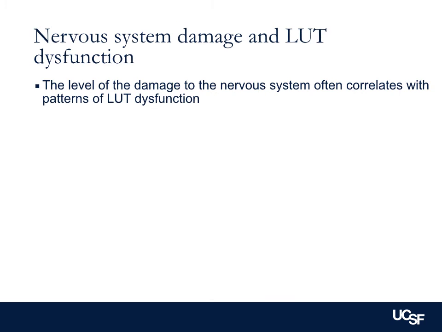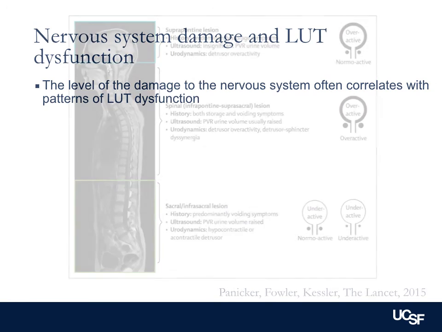Okay, so now that we've gone over some of the bigger concepts and gone into the storage and voiding neuroanatomy, it's now time to put it all together and try to make some sense of this. So we're going to talk about what happens when you have nervous system damage and resultant lower urinary tract dysfunction. The level of the damage to the nervous system often correlates with patterns of lower urinary tract dysfunction.